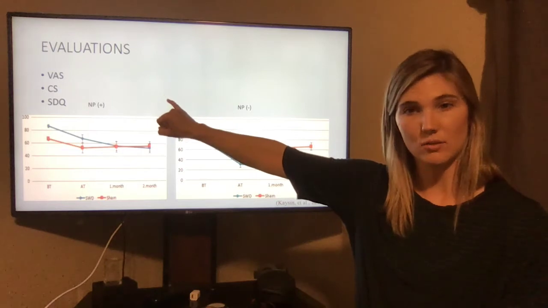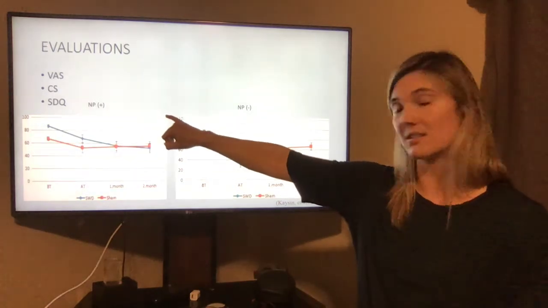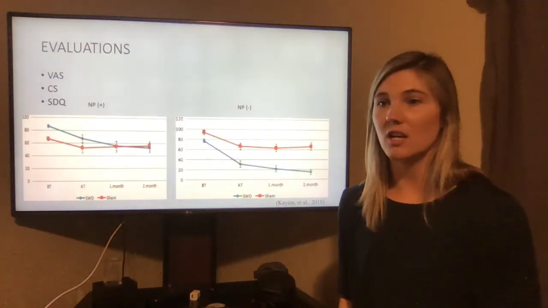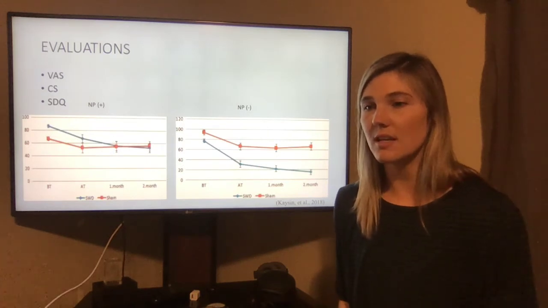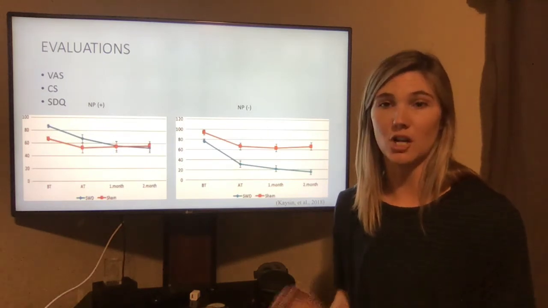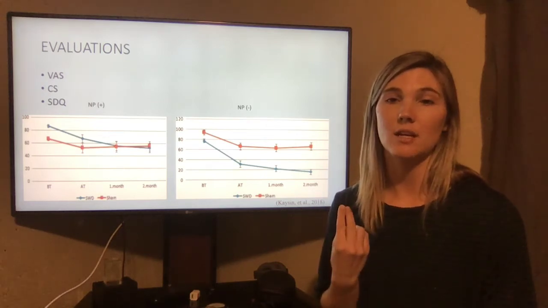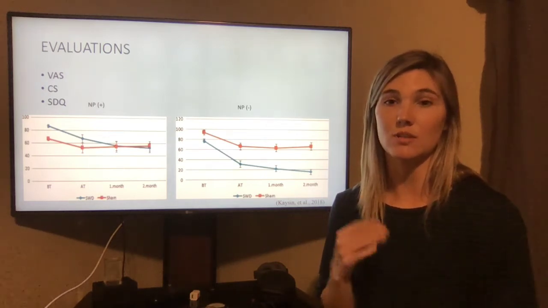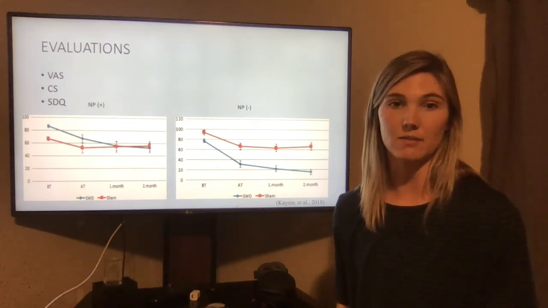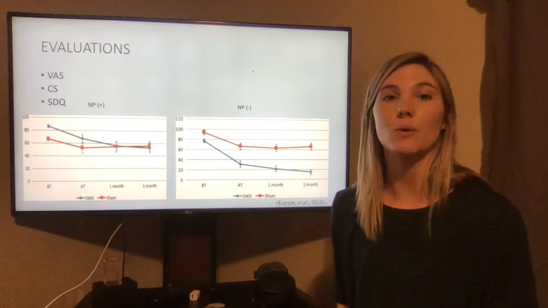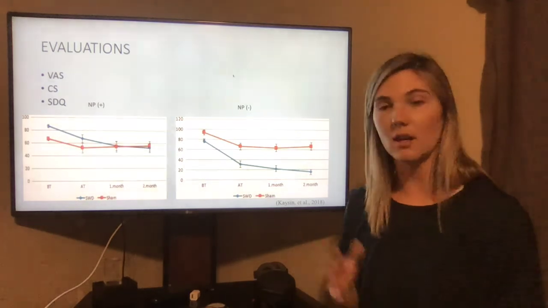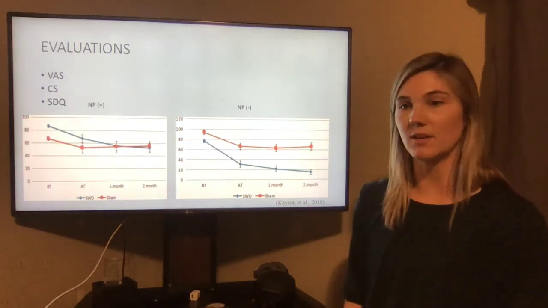So VAS is a visual analog scale we've already talked about. The CS is the Constant-Murley scale. The Constant-Murley scale is a pretty holistic approach. It's a 100-point scale. They test pain, impairment, strength, range of motion. So it's using goniometry as well as subjective data. So that's a really good evaluation for the whole patient, like everything about their impairment and how it's affecting them.